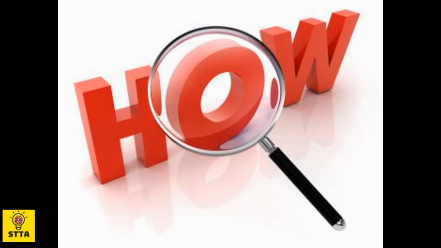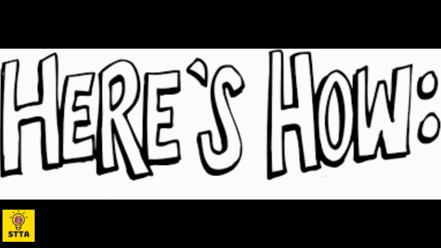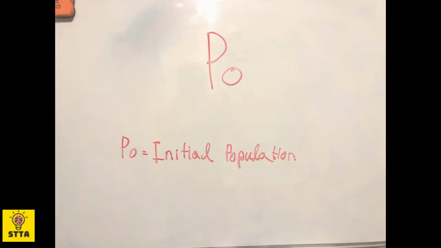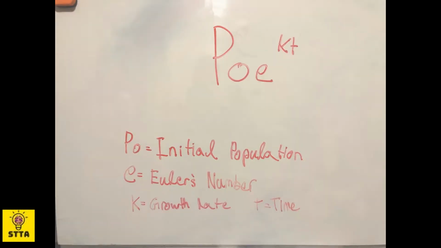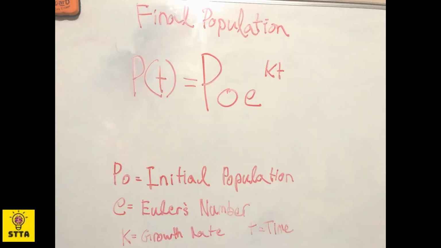You may be wondering, how does this formula work? But it's actually quite simple. For this formula, we need an initial population, Euler's number, growth rate and time, and finally, the final population for the selected time span.